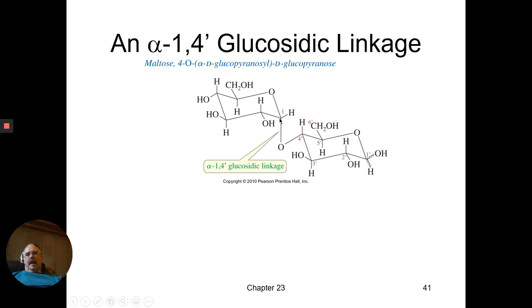Okay, this is maltose. The longer name is 4-O-alpha-D-glucopyranosyl D-glucopyranose. Maltose is malt sugar. And if you're familiar with malted milkshakes or malted milk candy, like Whoppers or Robin's eggs, that flavor comes from this disaccharide called maltose.